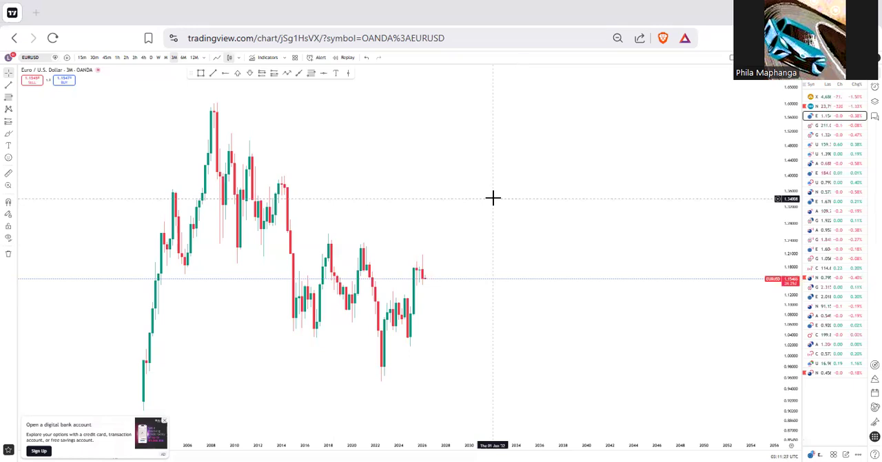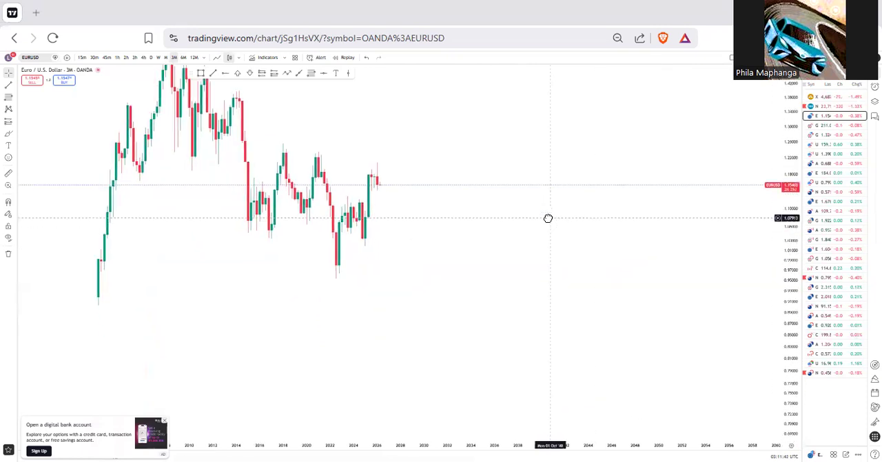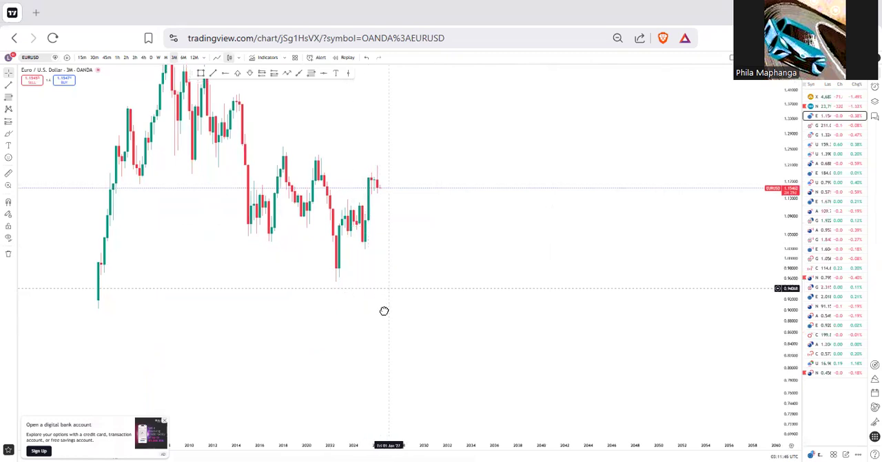Let us look at the Euro US dollar on a higher time frame. We're gonna start on 3 months, as we are always starting on a higher time frame. Always remember to check the direction of the market, to check where the market is coming from. Once you get the direction of the market from higher time frame, everything becomes easy.